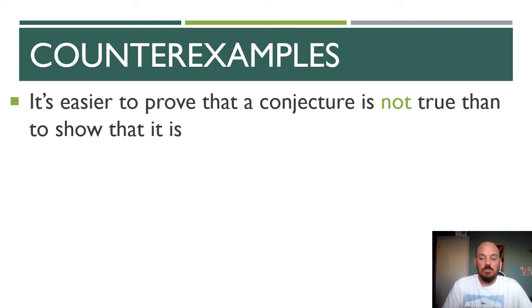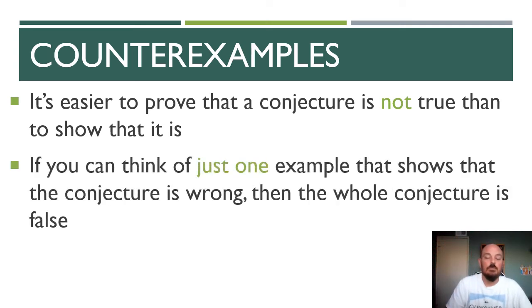Okay, I mentioned during Module 12, we're going to talk about how to prove these things are right. Now, it's a lot easier to prove that a conjecture is not true than to prove that it is true. So let's start with that. The reason is, it only takes one example to prove that a conjecture is not true.